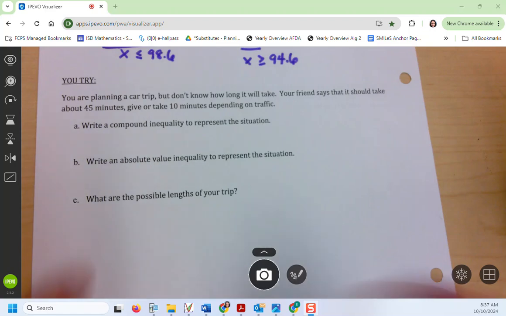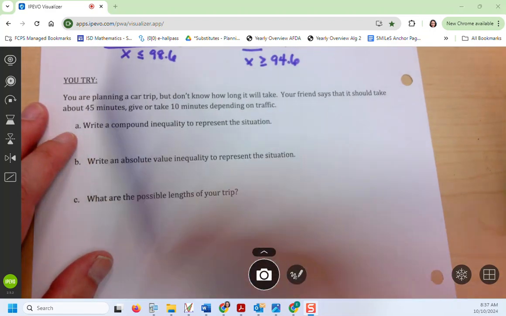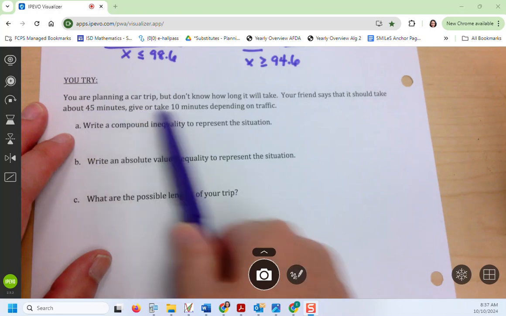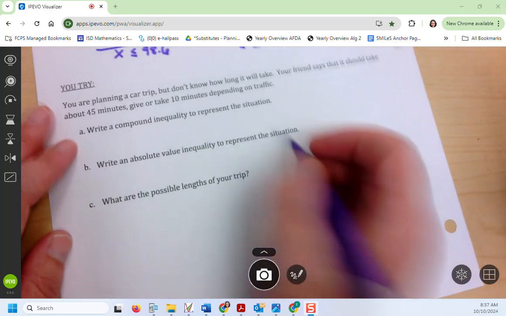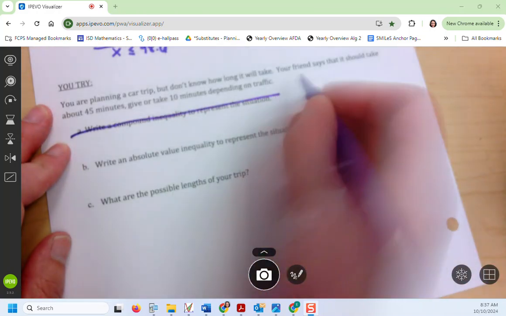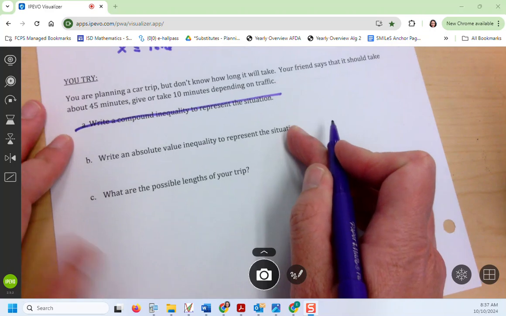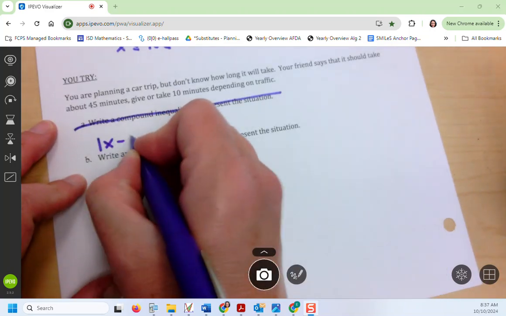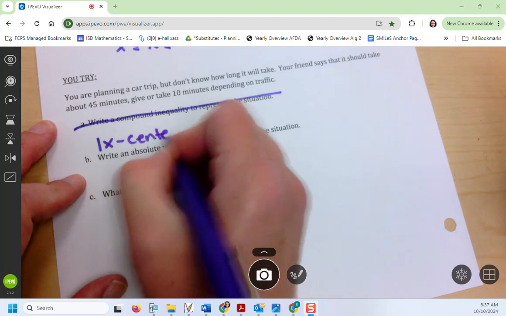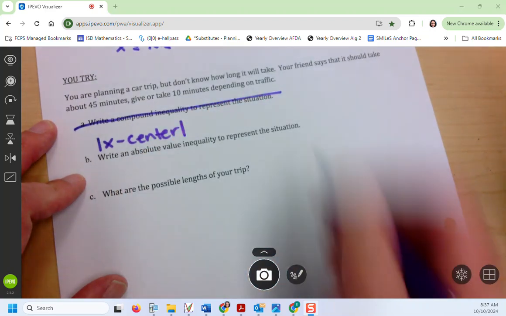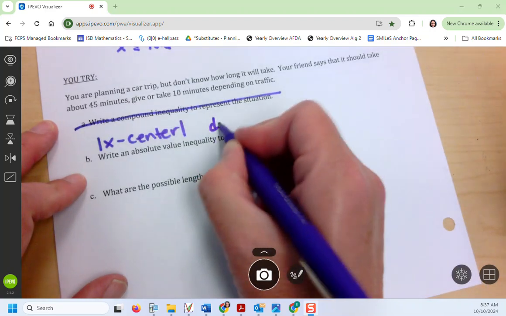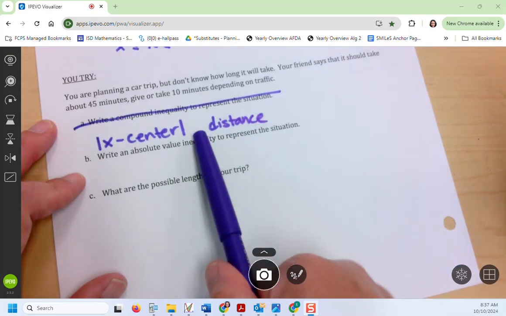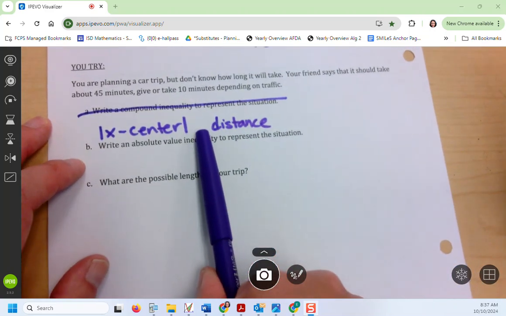Okay, you are planning a car trip, but you don't know how long it will take. Your friend says it should take about 45 minutes, give or take 10 minutes depending on the traffic. So we decided we're going to just skip right to the absolute value inequality. We're going to use the format x minus the center. And if it was an equation, it would equal the distance. So I had a good question, like how do you know if this is going to be a less than or a greater than here?